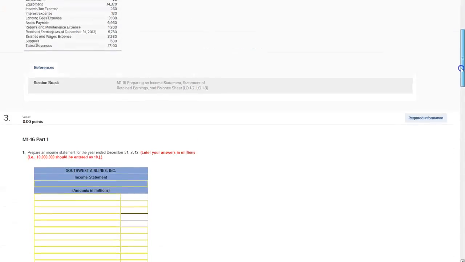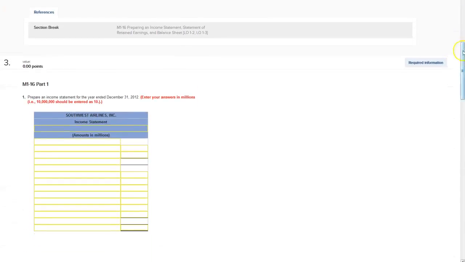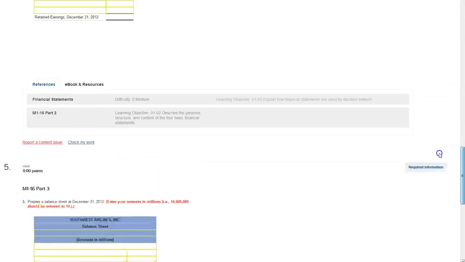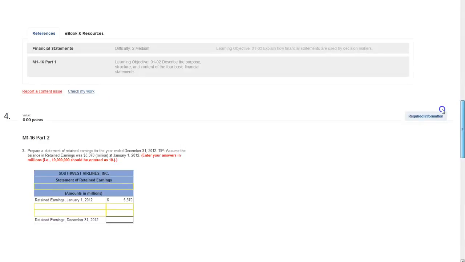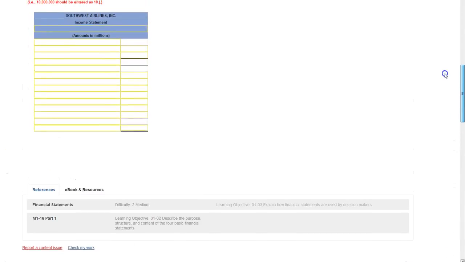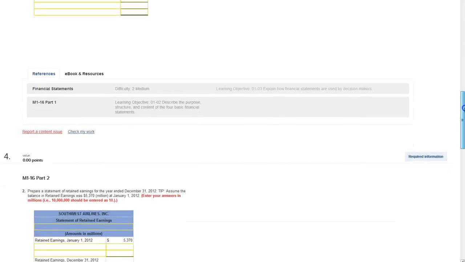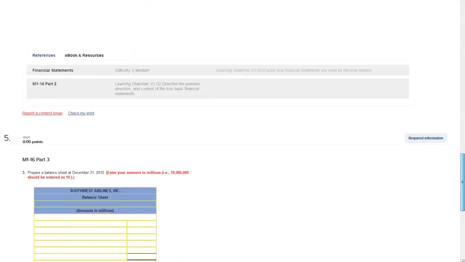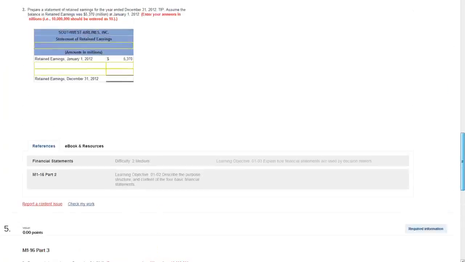Okay, so below here they have created templates for us for the income statement, statement of retained earnings, and balance sheet. If you recall from your readings, and you should have done your readings at this point, the income statement always has to be prepared first, because the net income from the income statement needs to go on the statement of retained earnings, and the ending retained earnings balance has to go onto the balance sheet. So let's begin.